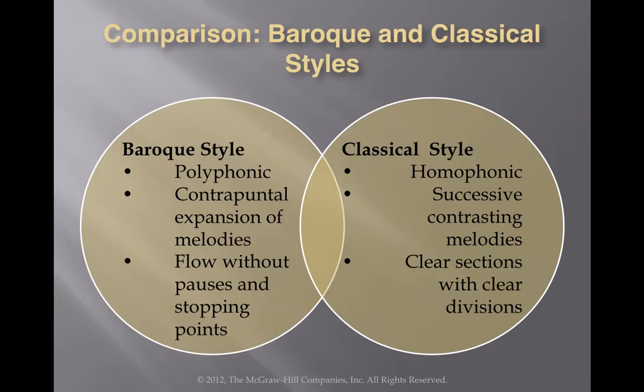Now, there is not a lot similar between the Baroque and the classical styles. In the Baroque style of instrumental music, we had a lot of polyphony and a lot of counterpoint, and the music would flow from one section to another without any stops. The classical style is almost completely the opposite. It's more of a homophonic texture with contrasting melodies, and there are clear divisions between sections of music. The only similarity is that we still have a major and minor tonality that has not really left the style of music.